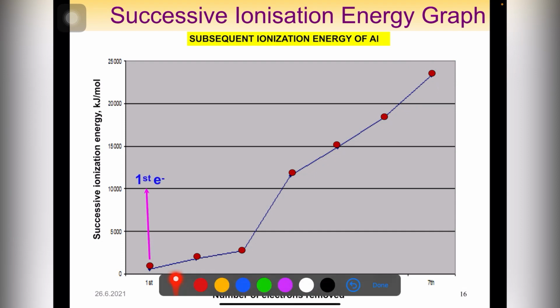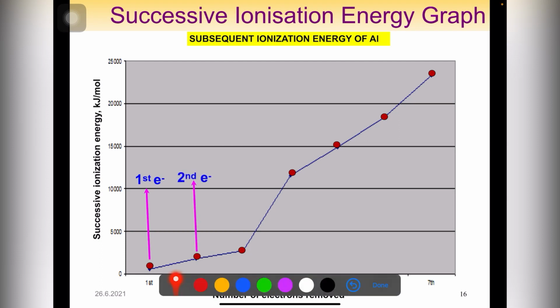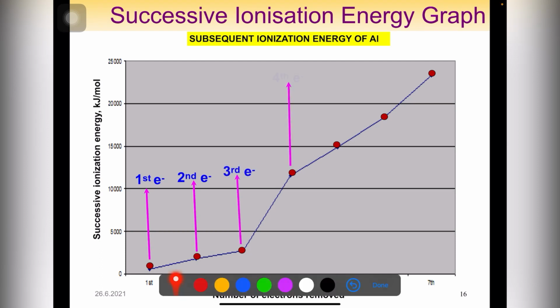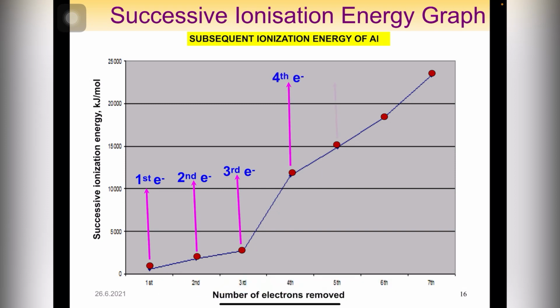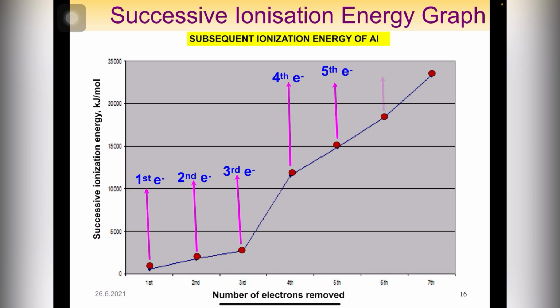So this is how the first electron is removed, with the lowest IE. It shows that it is located at the outer shell. And then the second electron, third electron, fourth electron, until the 7th electron.